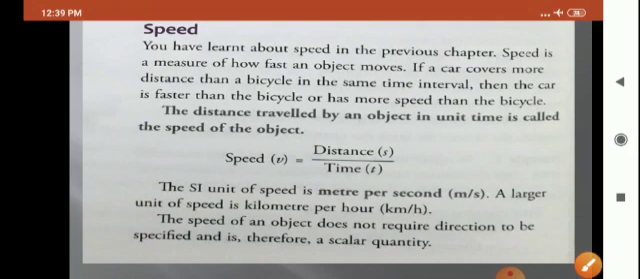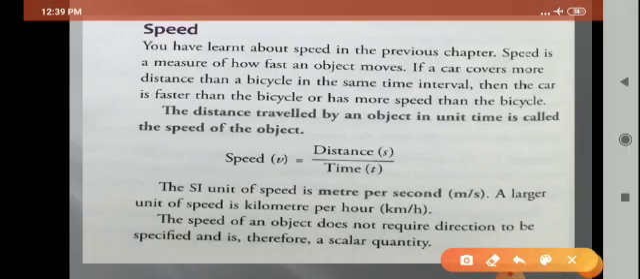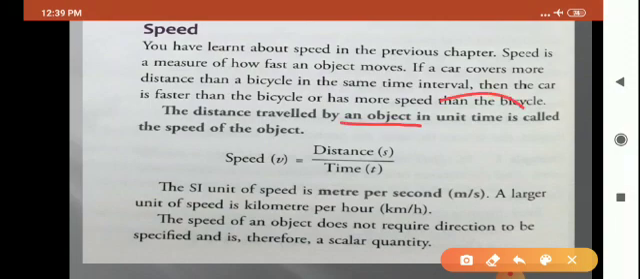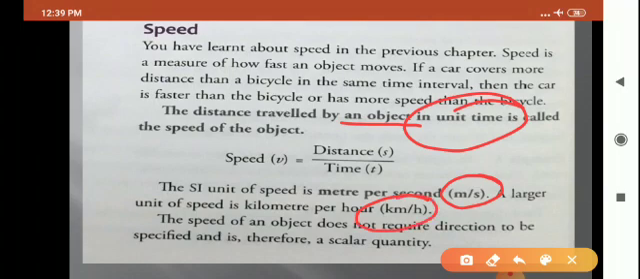That is the reason the definition of speed is given as the distance traveled by an object in unit time. Unit time means per unit time. Whatever distance is traveled in every unit time is known as your speed. The SI unit you already know, meter per second. And for larger distances, like measuring the speed from Delhi to Mumbai, we take kilometer per hour. Now children, speed is a scalar quantity because it does not require any specific direction.